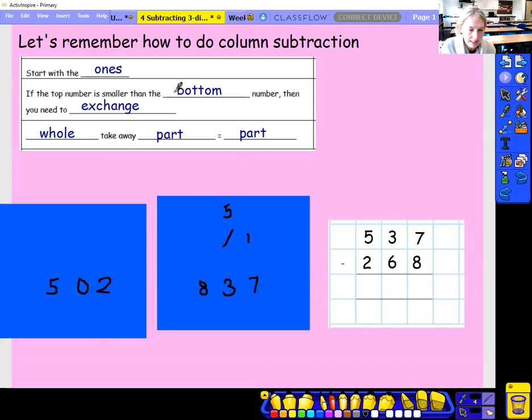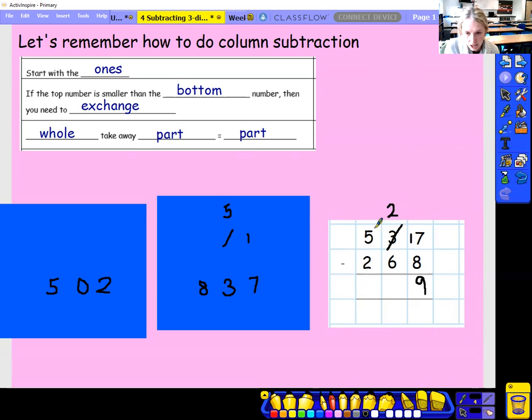So again, I'm starting with my ones. 7 take away 8. So I'm going to have to exchange that one again, aren't I? Because I can't do 7 take away 8. So I'm going to go to my tens column. I'm going to take one of my tens over into my ones column, and that's going to leave me with 2 tens left. 17 take away 8 is 9. 2 take away 6. Oh dear, I can't do that either, can I? And I can't just swap those numbers around because subtraction isn't commutative. So I'm going to exchange.